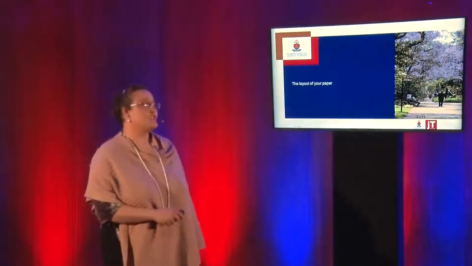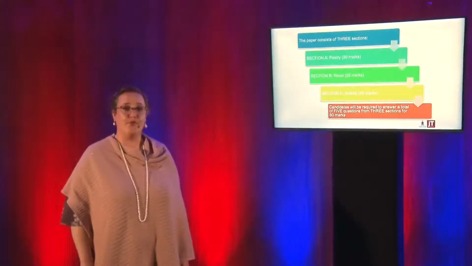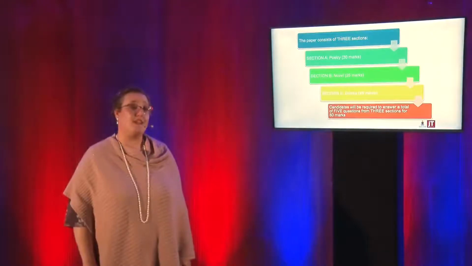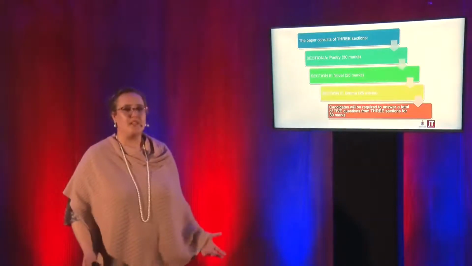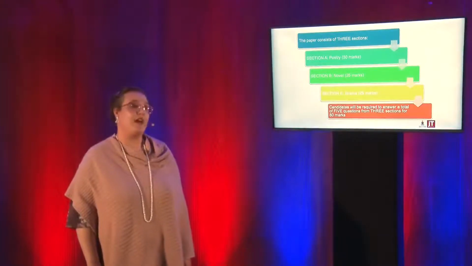Now, let's look at the layout of the paper. There are 3 sections that you have to get through. In total, you have to answer 5 questions at the end of this paper. It consists of Section A, Section B, and Section C. They more or less weigh the same thing. Section A is your poetry, and you'll notice that it counts 30 marks. Why? Because you need to answer 3 questions. 2 will be your seen poetry, and 1 will be unseen poetry, which is unfortunately compulsory here.